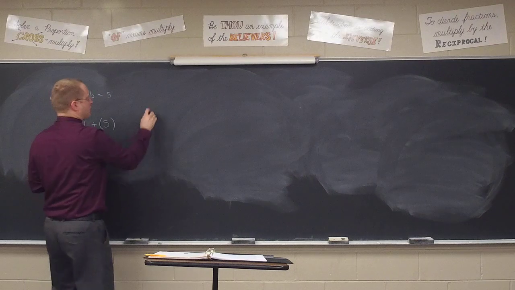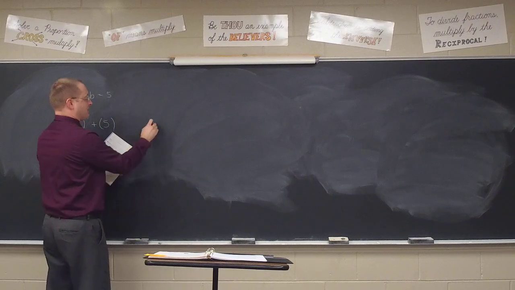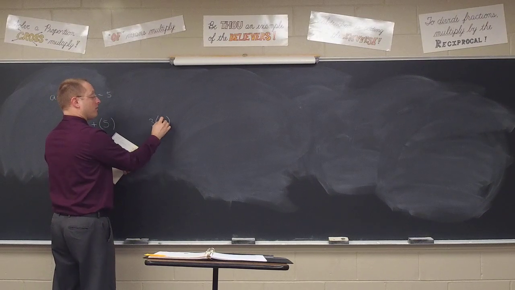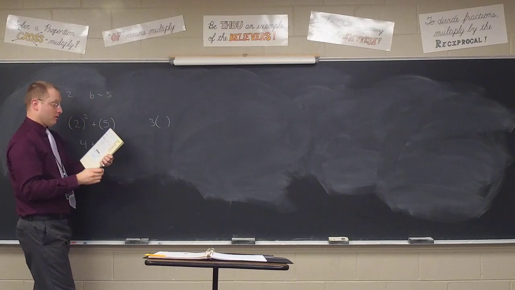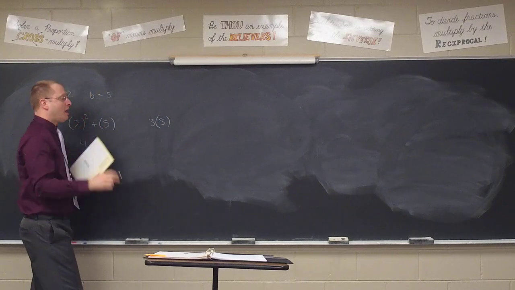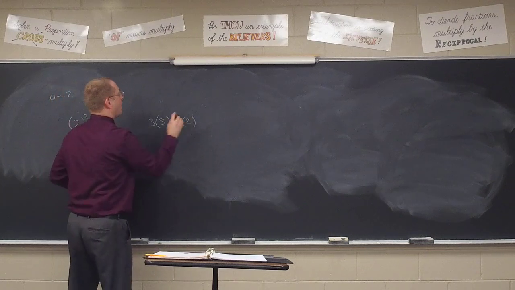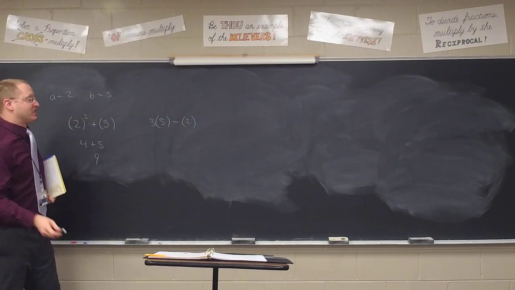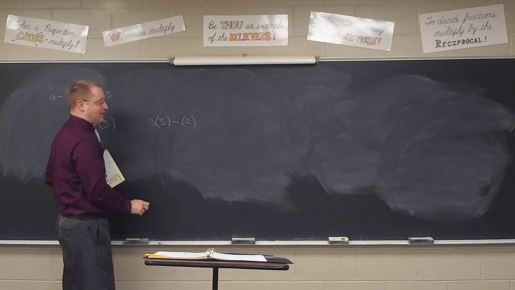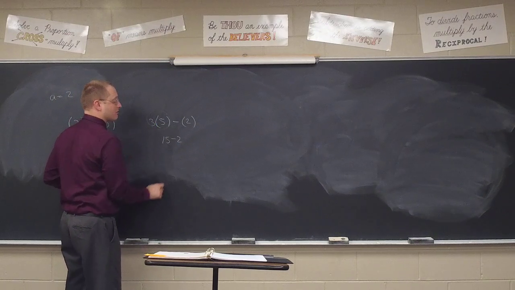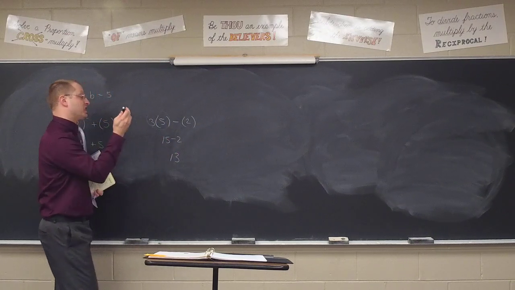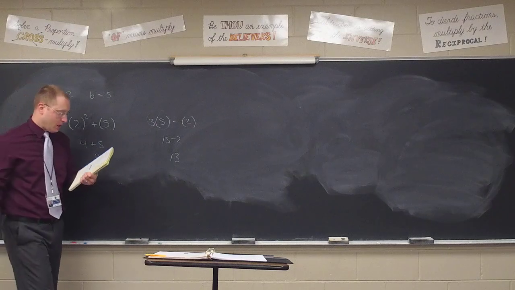On number 2, it says 3B, but I say 3 times 5. B is 5. Pay attention. And this says minus A. Well, that means minus 2. Well, order of operations says multiply. 3 times 5, class? 15. Minus 2 is 13. Or you could think of this as 15 negative 2. It's still 13.